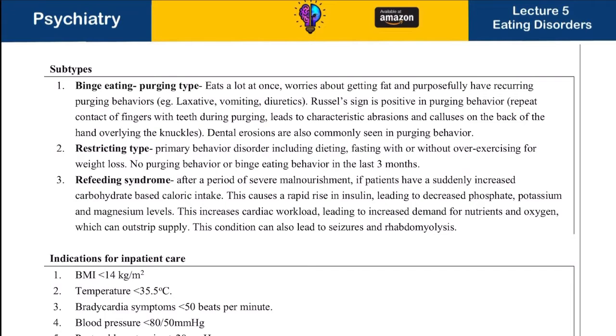These are the subtypes. So like I said, some patients would go on crazy diets, go on exercise. Some patients would abuse laxatives, purge, and so on. So this falls under restricting type. And this behavior falls under purging type.